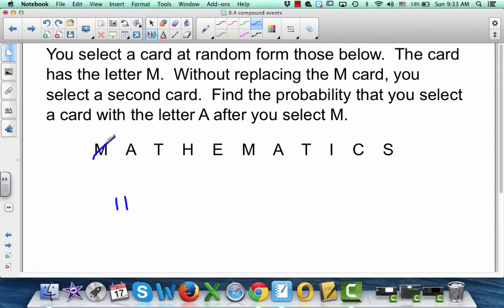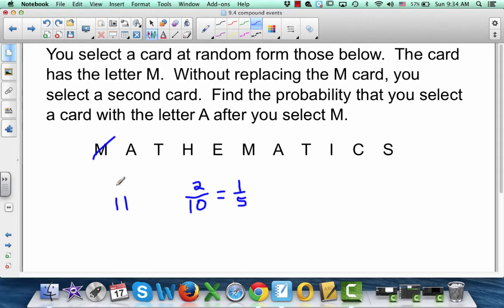Okay, so it says the card has the letter M. So that means you selected that M. Without replacing it, you select a second card. Well, now there are only 10 items because you've taken out an M. So there's 1, 2, 3, 4, 5, 6, 7, 8, 9, 10. Find the probability that you select a card with the letter A after you select the letter M. There are 2 letters that have an A, so that would be 1/5.